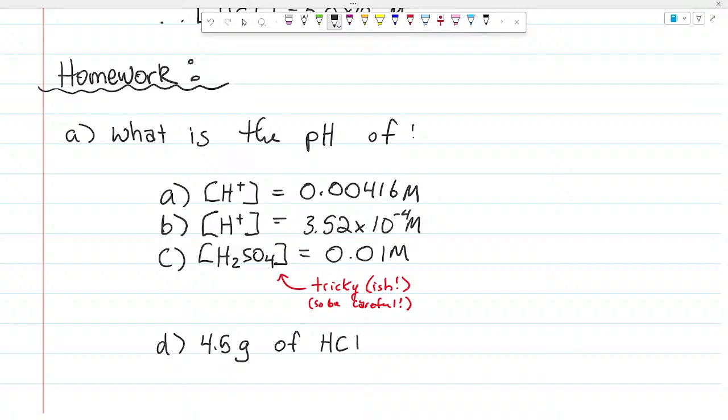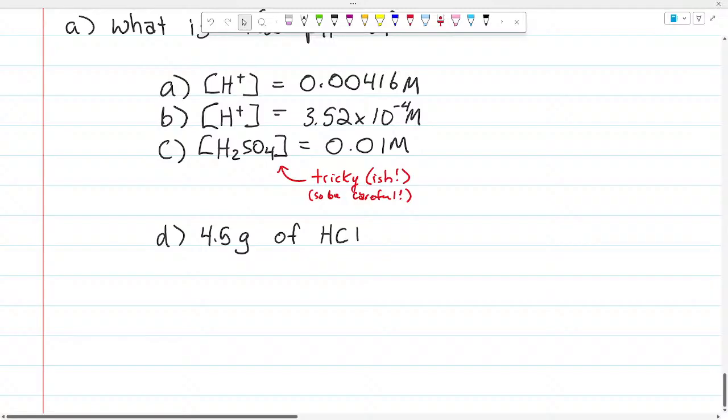Yeah, exactly right. So the concentration of H plus in this case would be what? Not 0.01 molar. The concentration of H plus, though, would just be 0.02 molar. Because for every 1 mole of H2SO4, you get how many moles of H plus? 2. So you just take this number and double it. You got it. Good. All right.